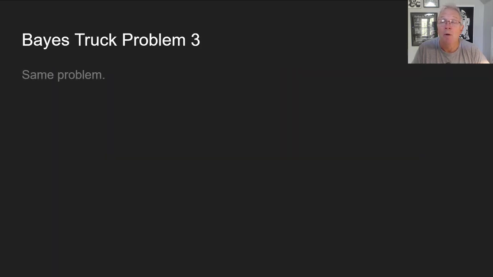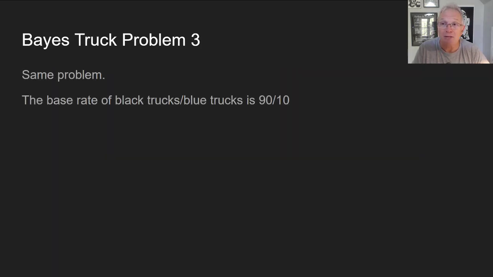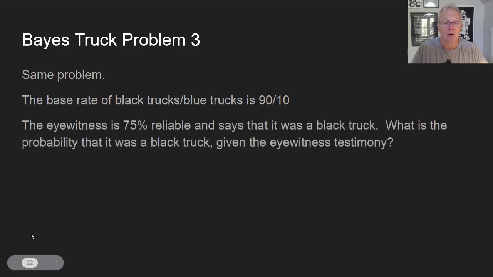Okay, so a new problem. Imagine the same problem, but the base rate of black trucks and blue trucks is now 90-10. That is, we started out with 80-20. Sorry, I've got it reversed now. So imagine now that the vast majority of trucks in town are black trucks, instead of the minority of trucks being black. The vast majority of trucks are black trucks. And furthermore, a 75% reliable eyewitness said it's a black truck.